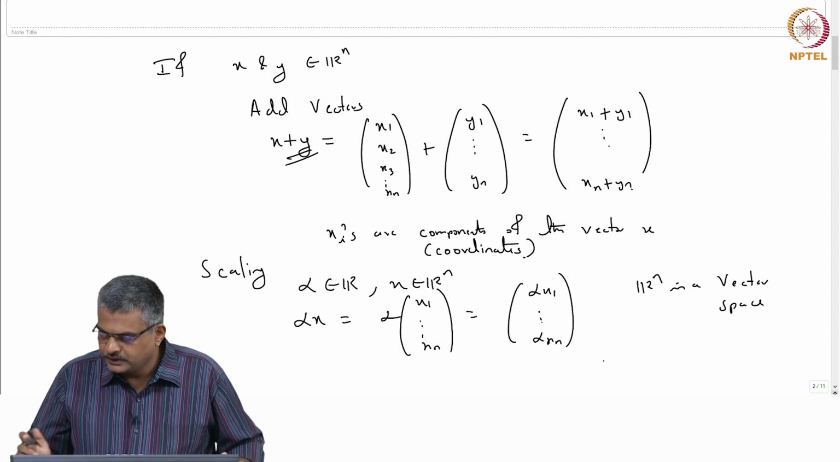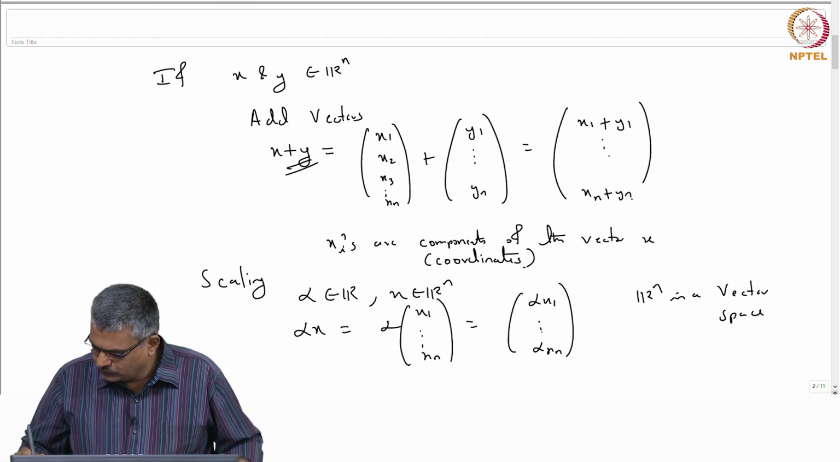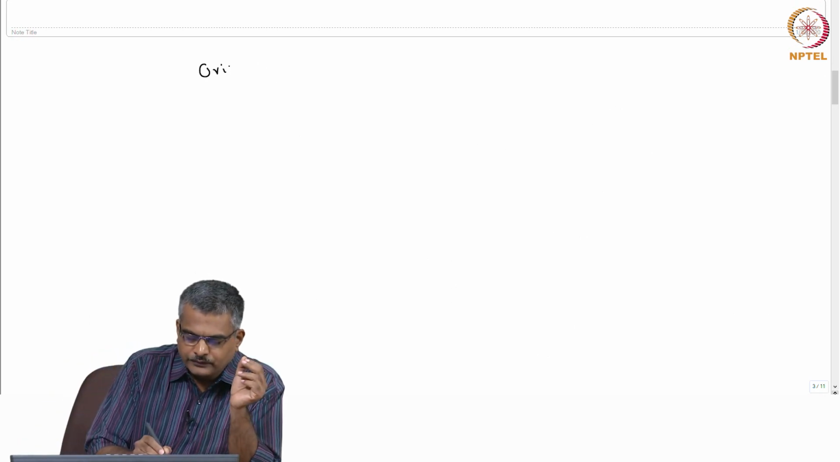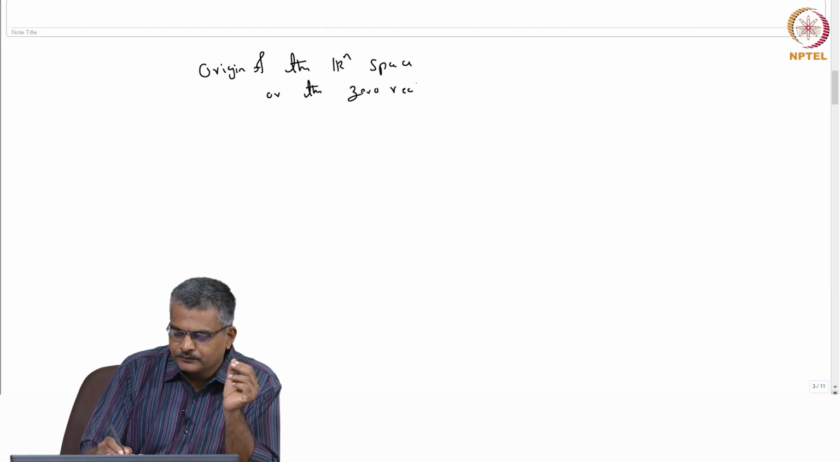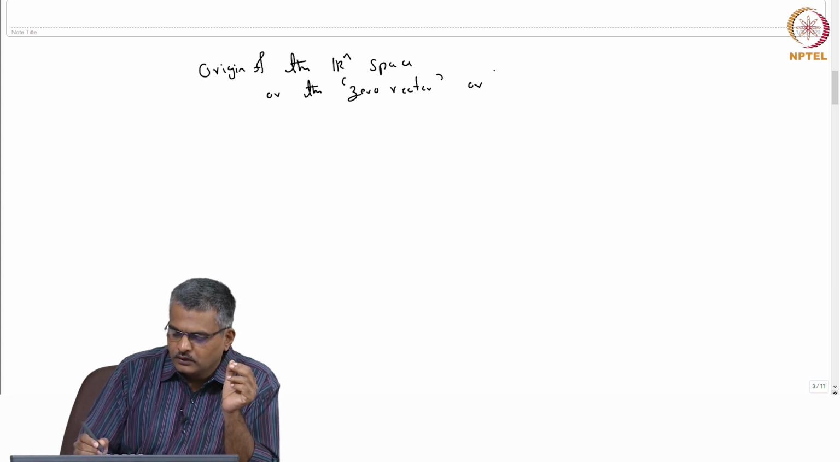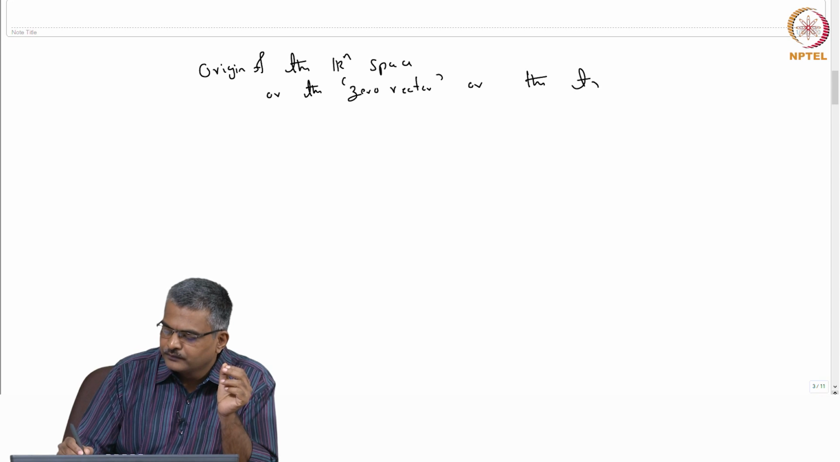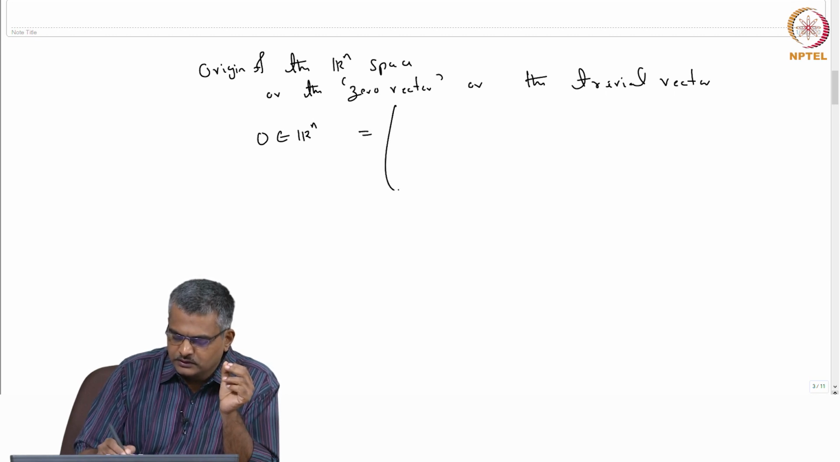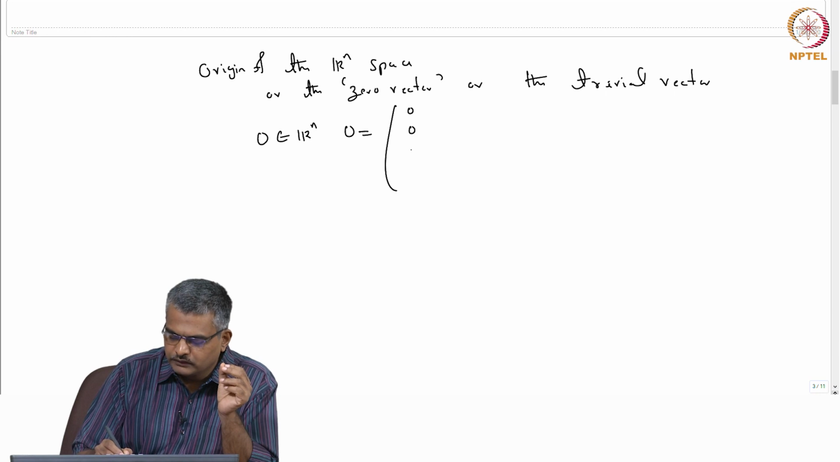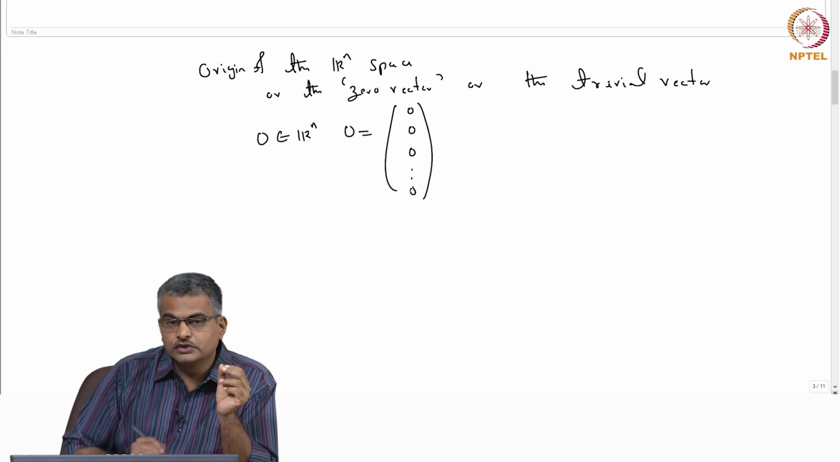What other operations can we do? Well, we also need the notion of the origin of the Rn space, the zero vector, or the trivial vector. So the trivial vector 0 is nothing but the vector whose components are all 0.